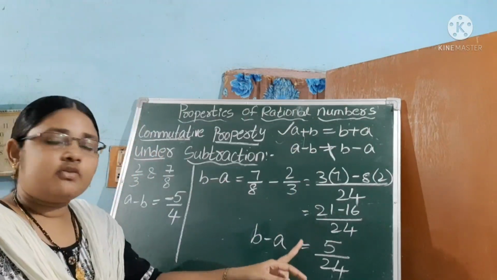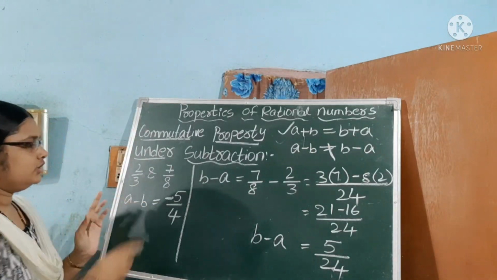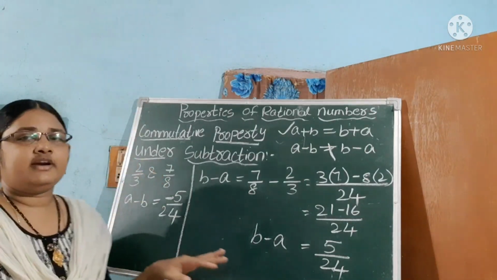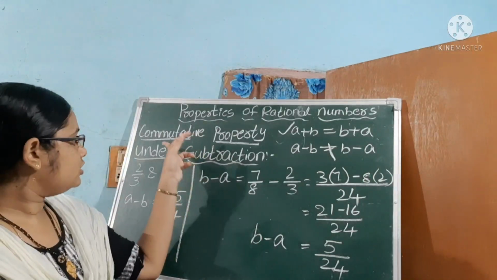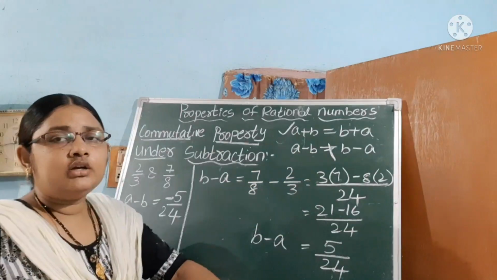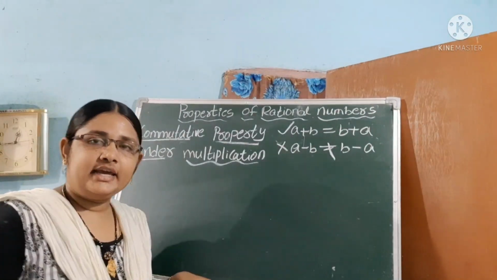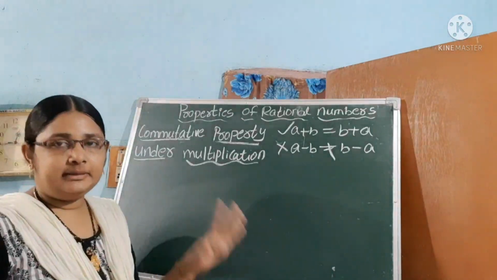B minus A is equal to 5 by 24, and A minus B is minus 5 by 24. So the commutative property under subtraction is not satisfied. And the next binary operation is multiplication.